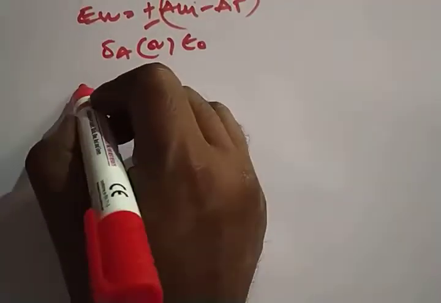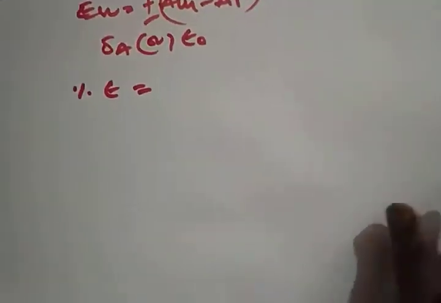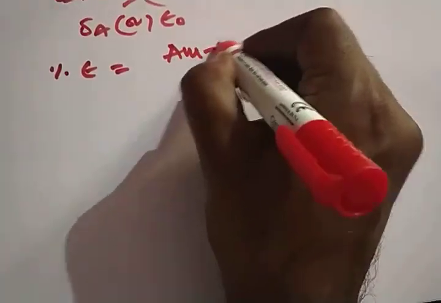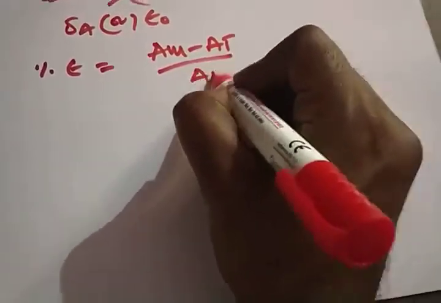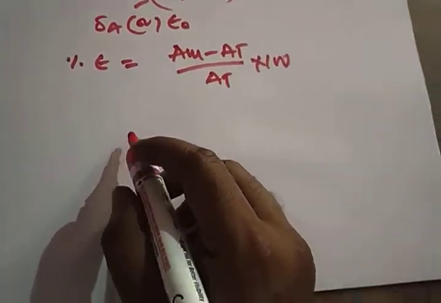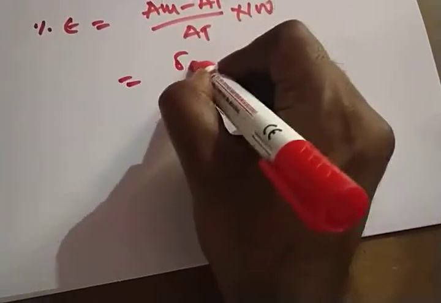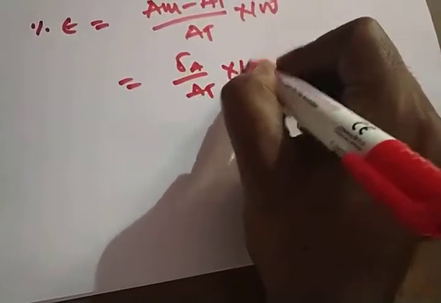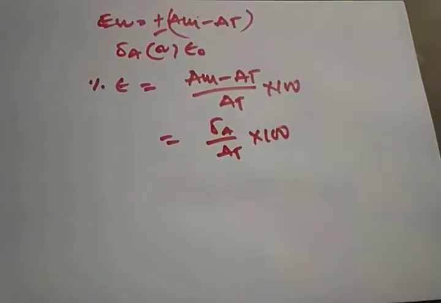After that, what is a percentage error? So, what is a percentage error? (AM minus AT) by AT into 100. We can call it a percentage error, right? What is meant by AM minus AT? Delta A by AT into 100. So, we can call it a percentage error.